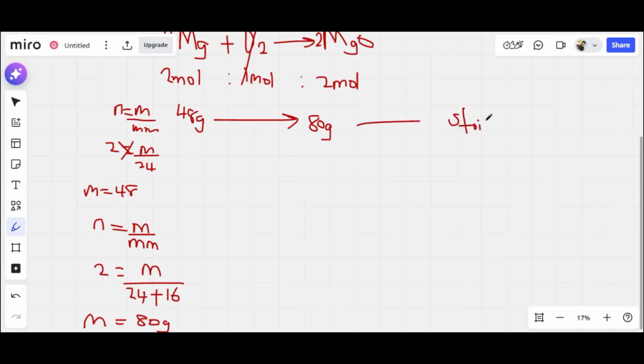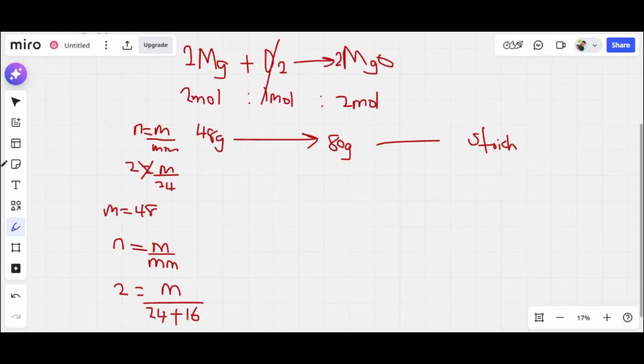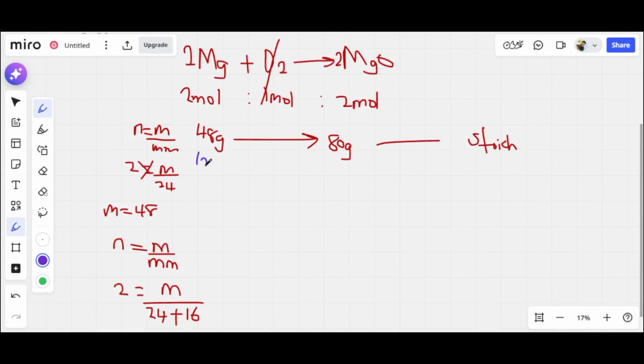So this is the stoichiometry, right? This is based on the balanced chemical equation. You now go to what they actually gave you. They said 12 grams of magnesium will produce what mass of MgO. So what they give is 12 grams for magnesium. You now say, if magnesium is 12 grams, then how much MgO are you going to have? And I told you that after doing this, you are going to cross multiply. So 48 times x will be 48x equals 12 times 80.